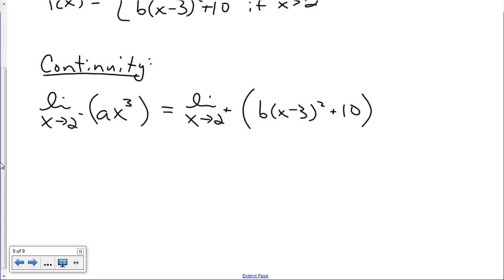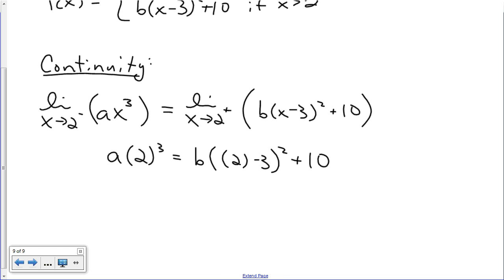So now let x go to 2 on the left side here. I'll have a times 2 cubed. I'll go ahead and write it that way. A times 2 cubed. We're just substituting in that value of 2. And we'll do the same thing on the right side. It's going to be b times 2 minus 3 squared plus 10. So we've substituted in our 2 there.